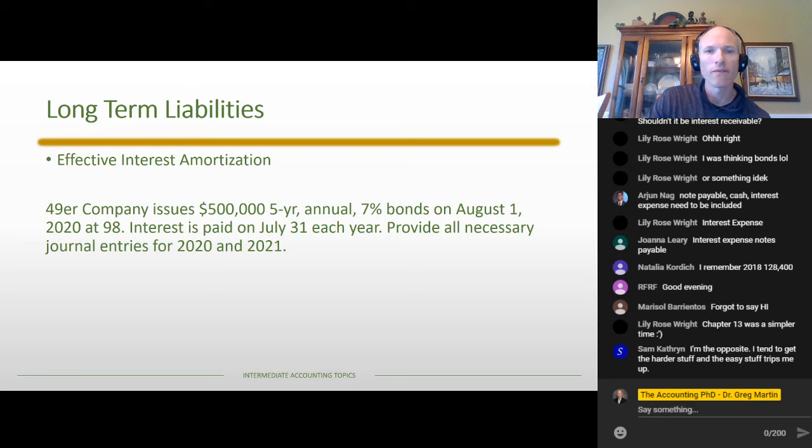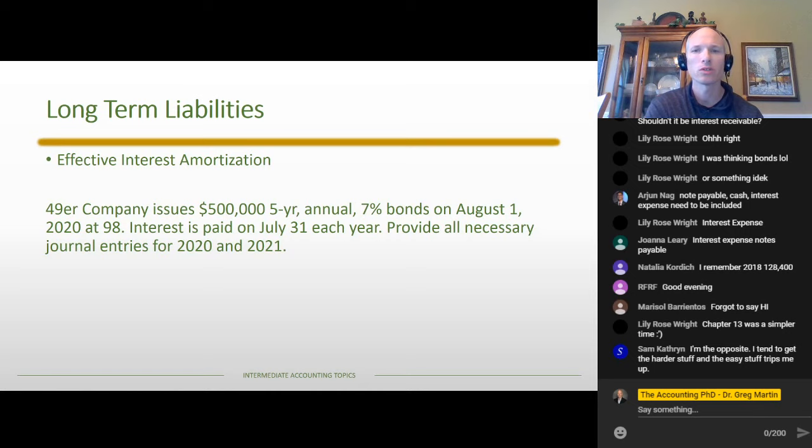We're going to talk about effective interest amortization. I'm not even going over really straight line amortization because I feel like that's pretty easy, and we just did it with the short-term note. So I thought we'd be better off spending some time looking at the effective interest method. And so we have a pretty simple example.